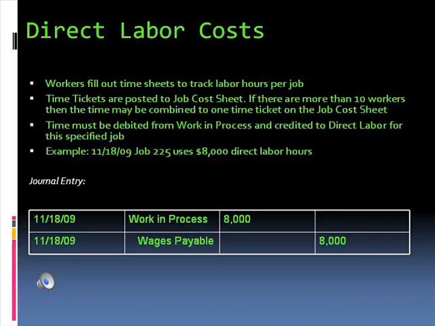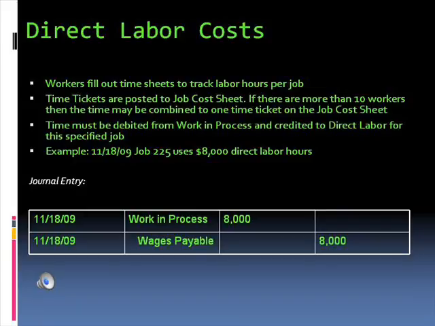Direct labor cost. Workers fill out time sheets to track labor hours per job. Time tickets are posted to the job cost sheet. If there are more than 10 workers, then the time may be combined to one ticket on the job cost sheet. Time must be debited from work in process and credited to direct labor for the specific job.